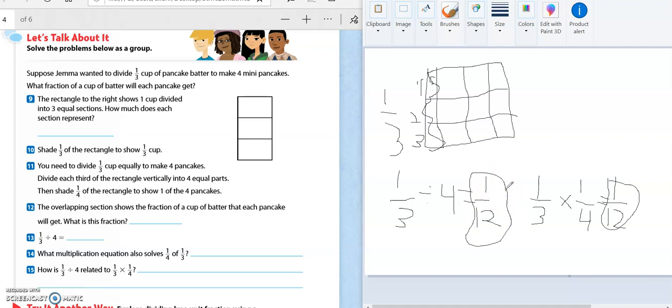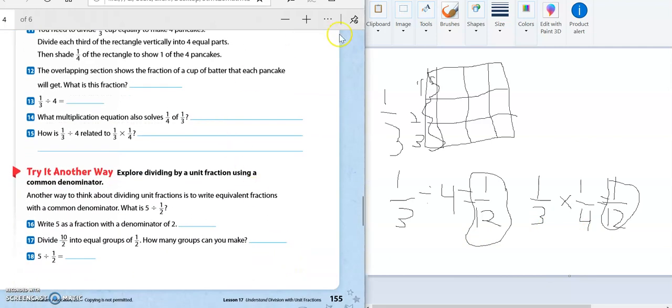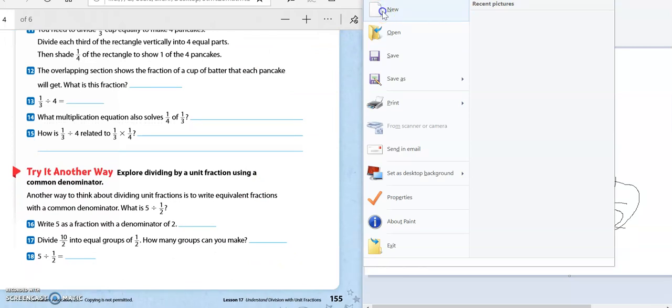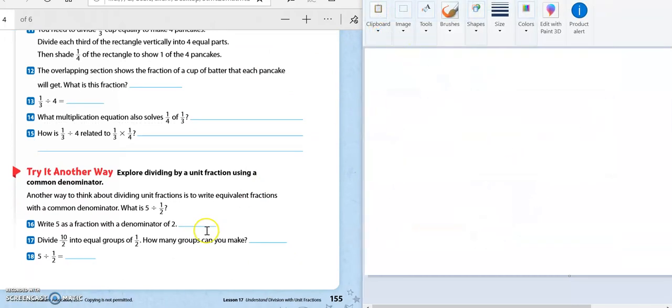All right. Number 15 says, how is 1/3 divided by 4 related to 1/3 times 1/4? So how is this problem related to this second problem? And the answer is they both describe the same problem. 1/3 divided by 4 is the same thing as saying 1/3 times 1/4. Okay, the last thing that we're going to do is try it another way. So another way to think about dividing unit fractions is to write equivalent fractions with a common denominator.